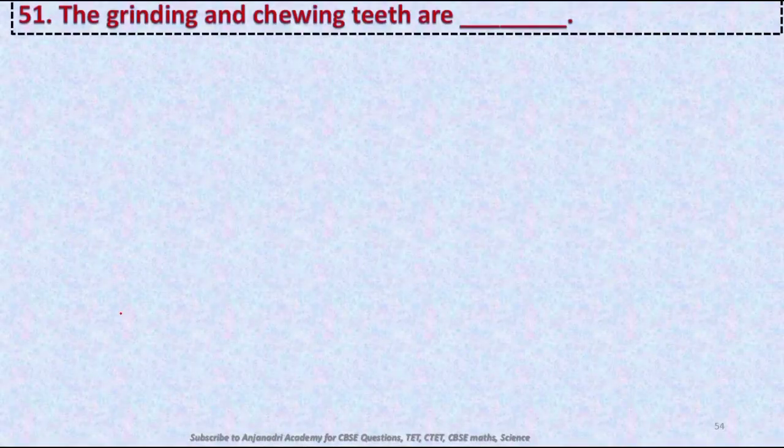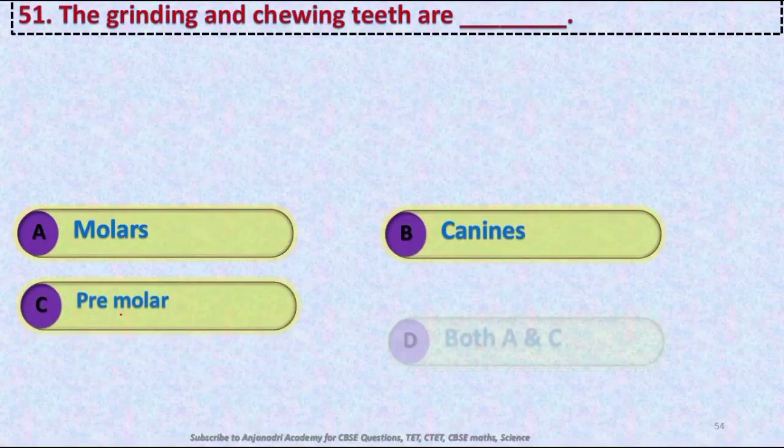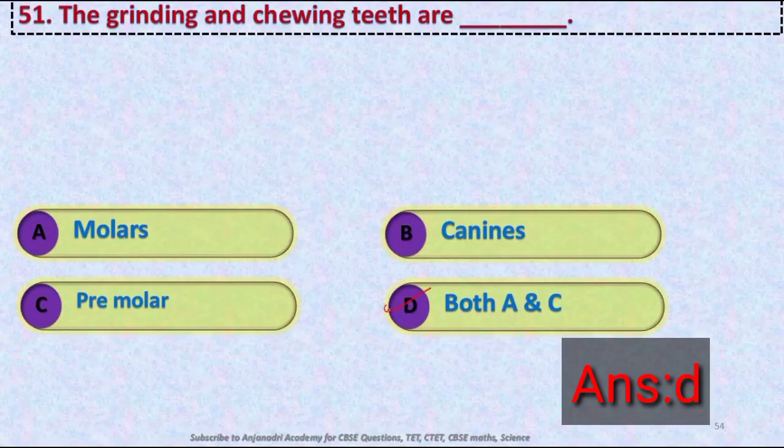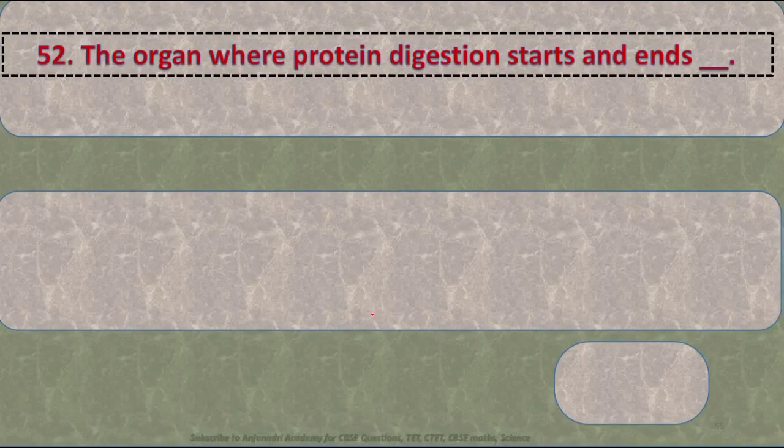The grinding and chewing teeth are molars, canines, premolars. Option D, both A and C. Both molars and premolars are used for grinding and chewing the food. Option D is the correct answer.